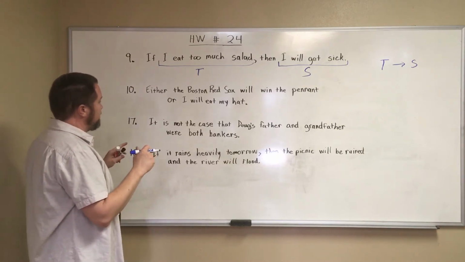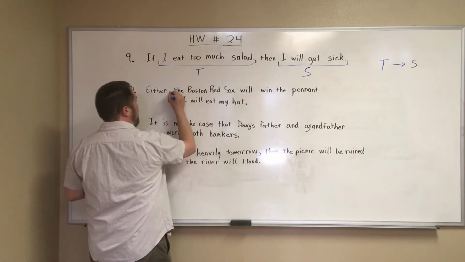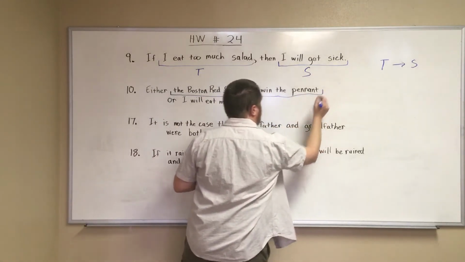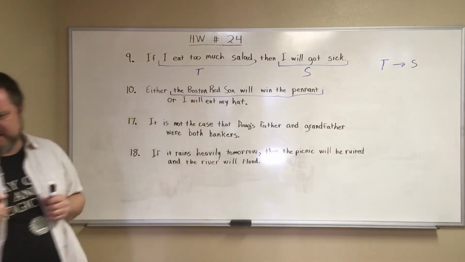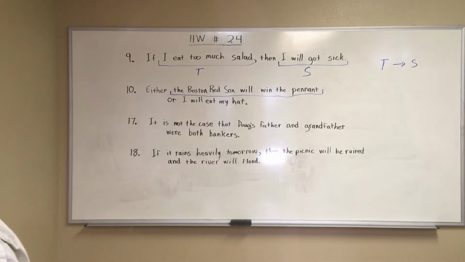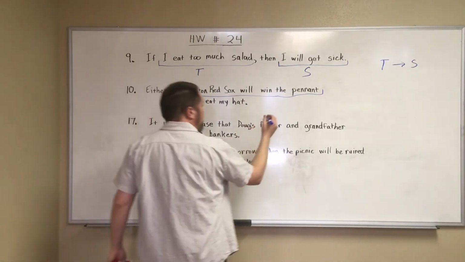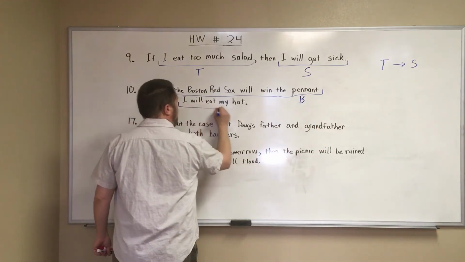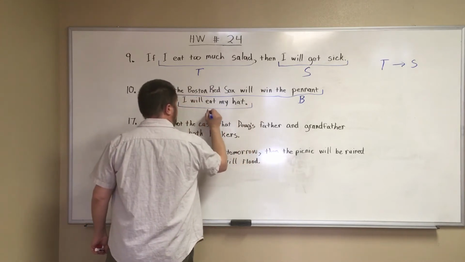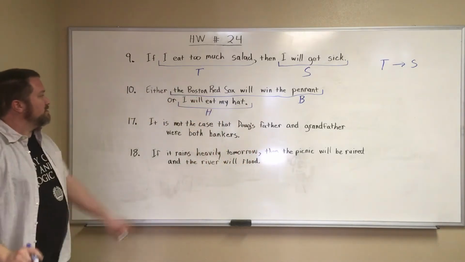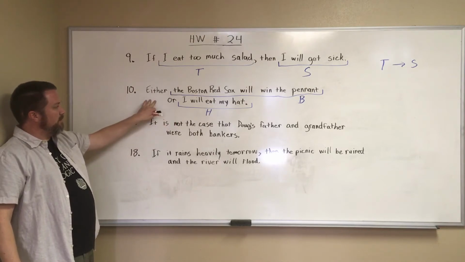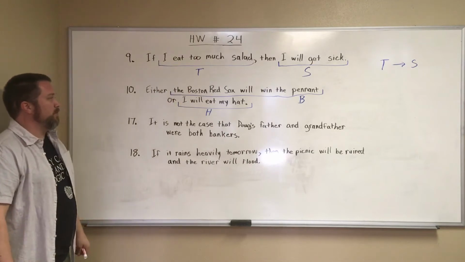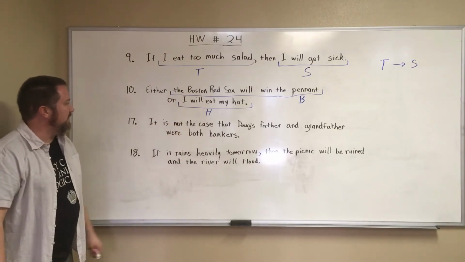There's two simple propositions in this one too. The Boston Red Sox will win the pennant. I can't remember what letter I used there. Let's go ahead and represent that with a B for Boston Red Sox. Or I will eat my hat. I believe I represented that with an H. So we have two simple propositions within the one compound proposition. B for Boston Red Sox will win the pennant. H for I will eat my hat.